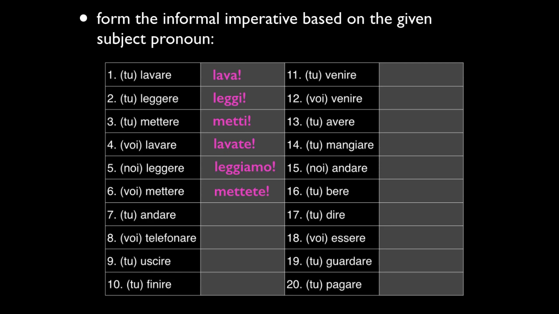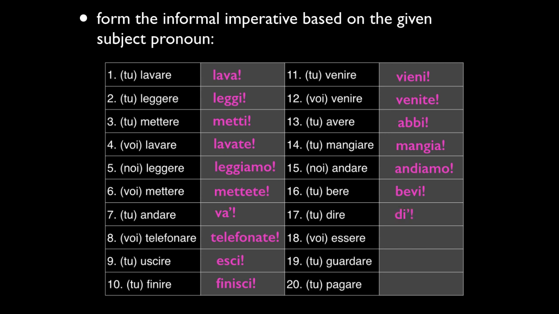Andare, remember, irregular here. This is va, or vai if you prefer. Telefonare. Telefonate. 9, uscire. Tu, uscire, esci. 10, finire. This is an -ISC verb, and it's in the tu form, so you've got to say finisci. 11, venire, irregular, vieni. 12, venire? Not irregular, because it's the voi form, so it's just venite. Remember that in the noi and voi forms, those irregulars often follow that boot-shaped pattern where the noi and voi go back to the regular form. 13, avere, remember, very irregular. Abbi. 14, mangiare, mangia. 15, noi andiamo. Andiamo al parco. Let's go to the park. 16, bere, tu. That's bevi.